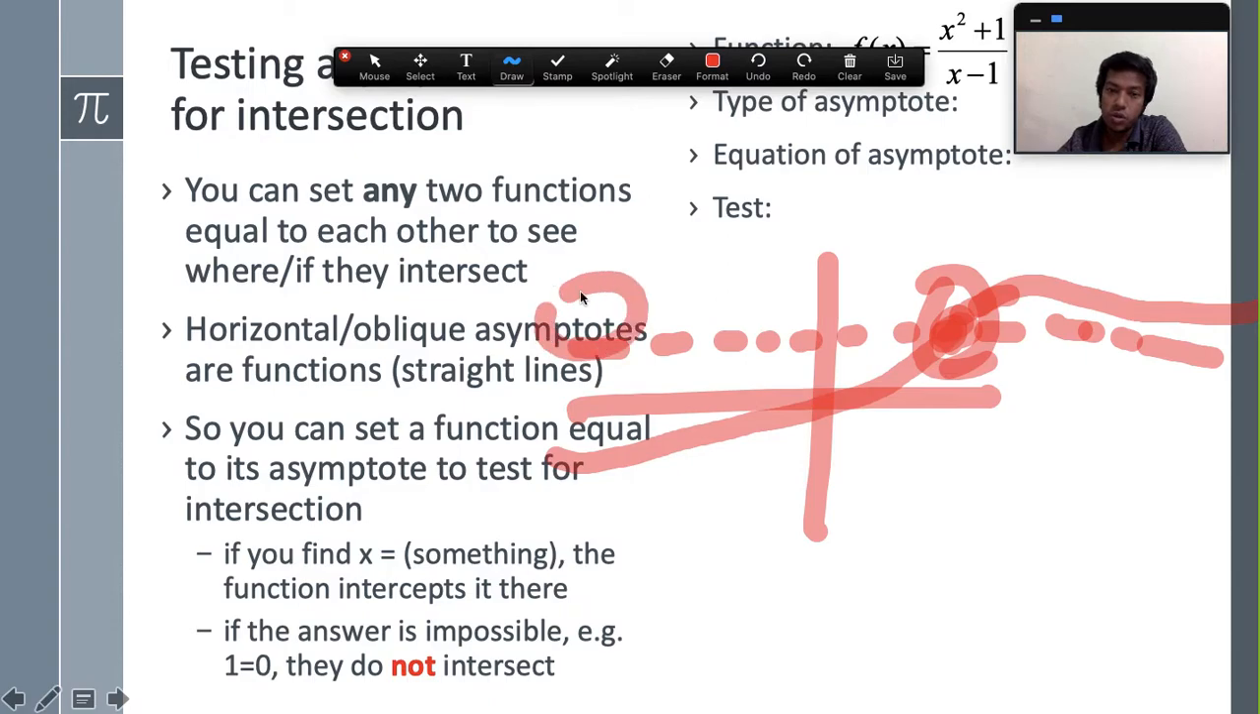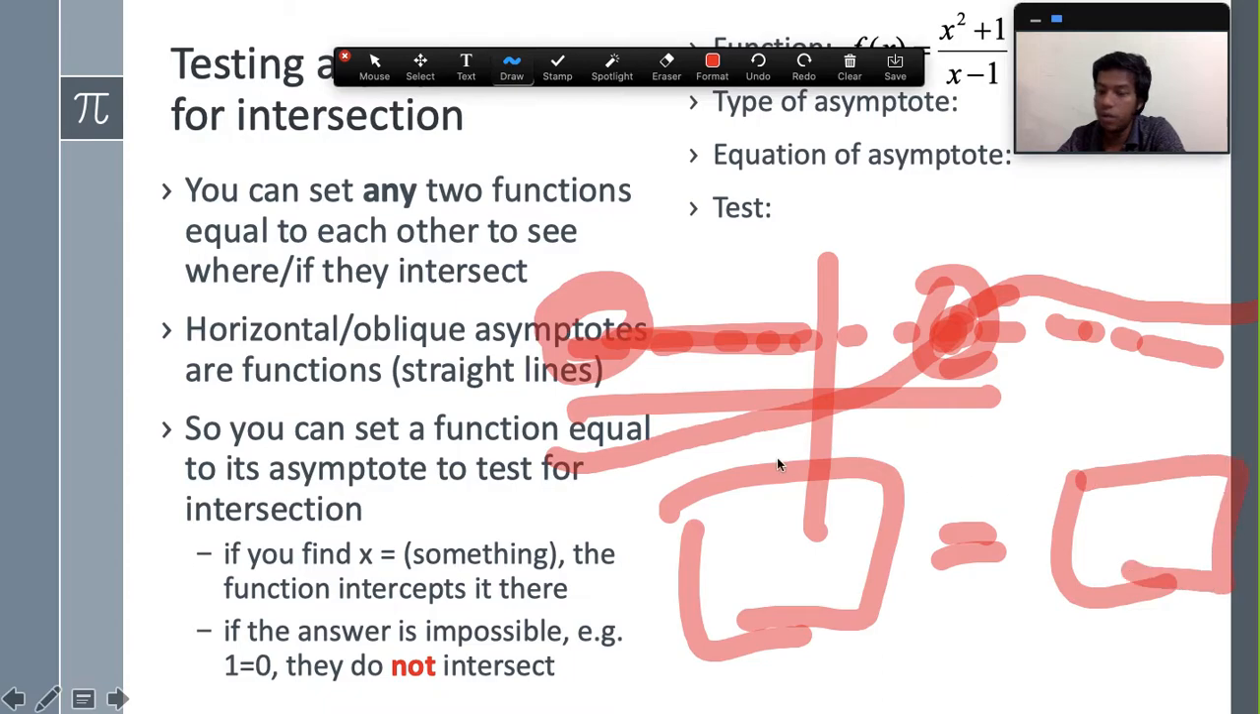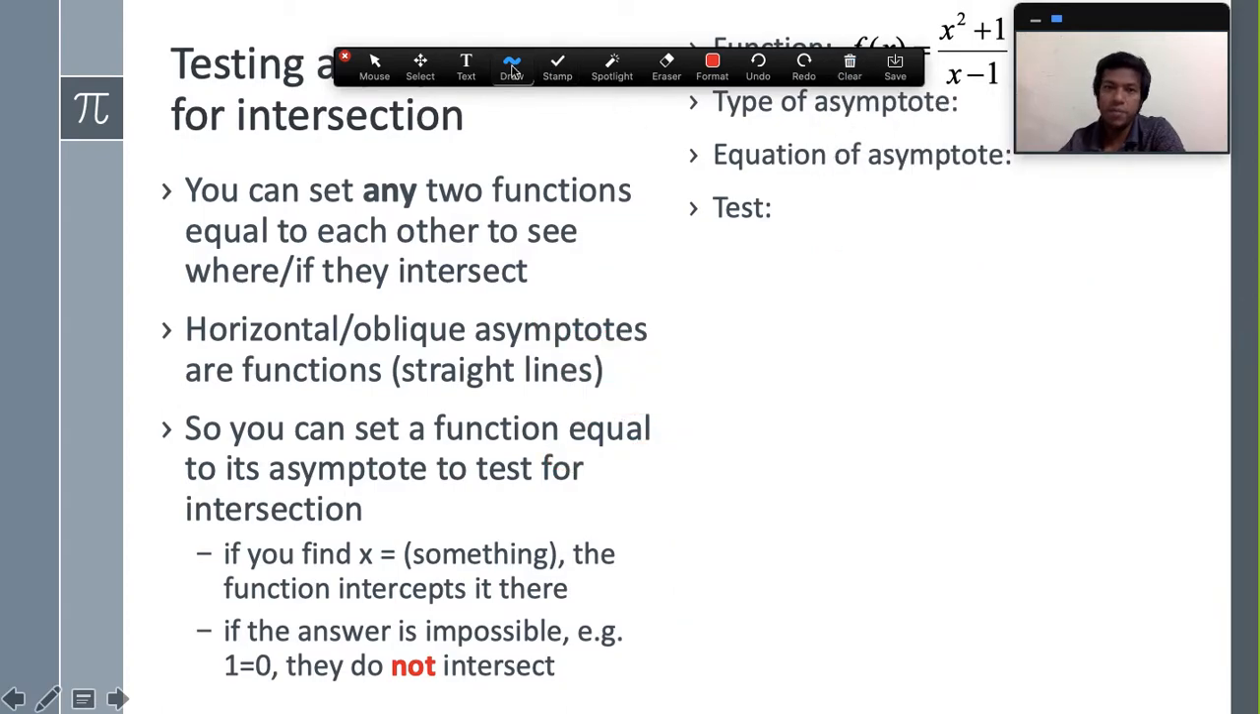What we can do is write the equation of this horizontal asymptote or oblique asymptote, and the actual function, the function that we are solving, one side, equal to the horizontal or oblique asymptote, and then we will try to solve it. If we get some value, a true answer, that means they will intersect at that point. And if we get some false conclusion, that means they will not intersect anywhere. So let's see.